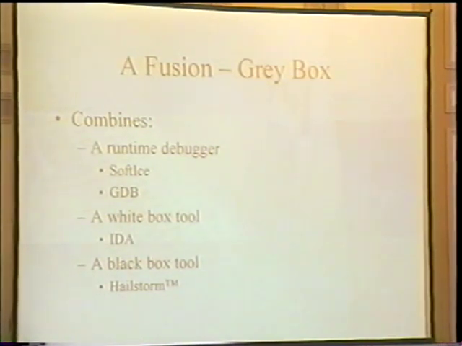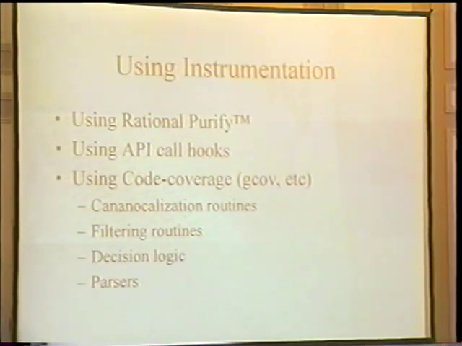SoftICE is really good because it has automatable breakpoints. I can set a breakpoint on a particular place in code and then write a regular expression that says only break if the EAX register points to the following string. And then I can track my input through the system. It's really cool. GDB has similar features. IDA, if you haven't been introduced to it and you're interested in learning more about this kind of stuff, it's not very expensive. Get one of your Brainiacs or yourself and buy one in your company and start playing around with it. Hailstorm is another tool, which I'll do a screenshot on shortly.